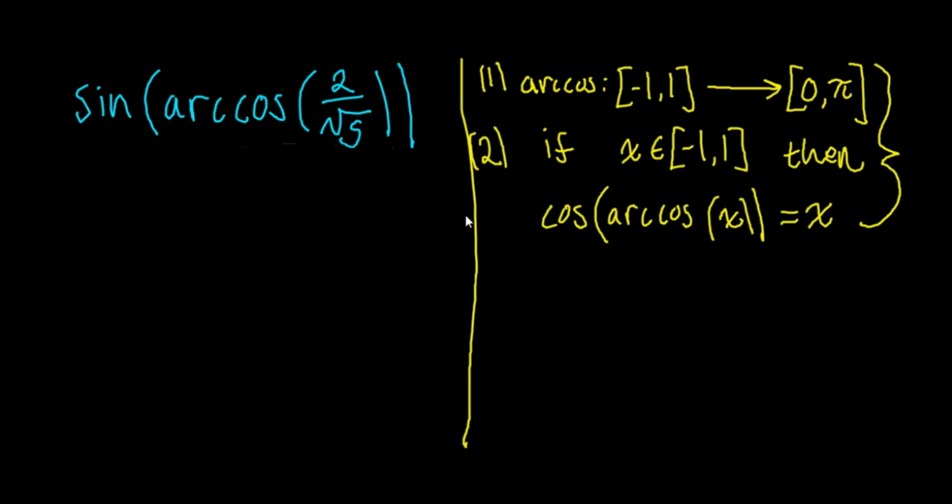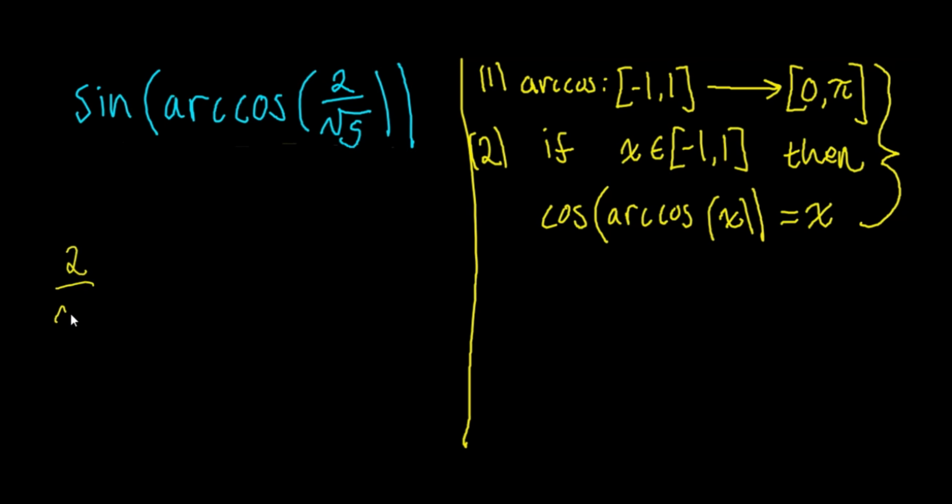Now, if we were somehow able to rewrite the sine of the arc cosine of 2 over the square root of 5 as an expression that was in terms of cosine of arc cosine of 2 over the square root of 5, we'd be in great shape, because check this out.